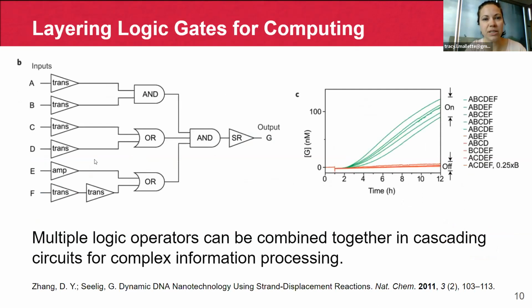And so by layering different logic gates, and, or, not, and, there's a lot of different functions that can be coupled together and combined in a cascading circuit for complex information processing. So you might have any different combinations of inputs that you can design to result in an on state, and if that combination isn't present, then it'll be in an off state. And this becomes really useful if you want to think about distinguishing between perhaps different sets of cellular markers.